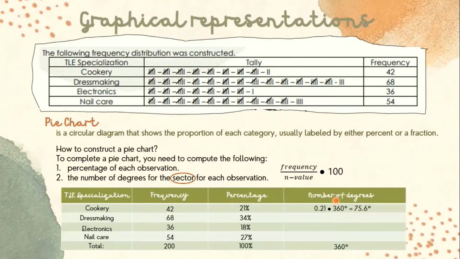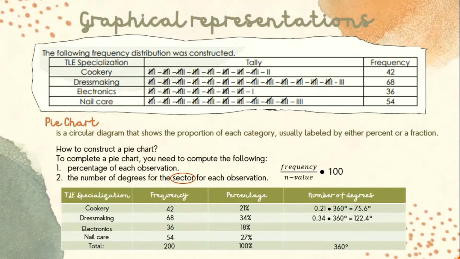0.21 multiplied to 360 degrees. 0.21 ay nakuha natin dito sa frequency divided by end value. Hindi muna natin i-multiply by 100. 0.21 multiplied to 360 degrees. This is 21% of the entire 360 degrees. Multiply them together at ang ating result ay 75.6 degrees.